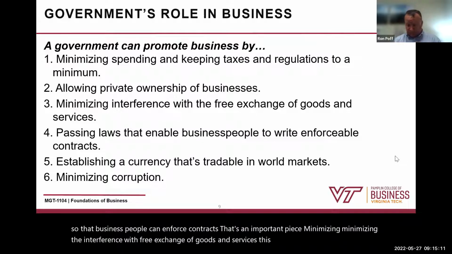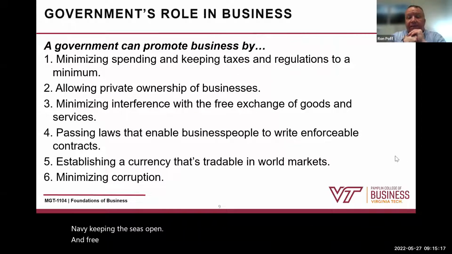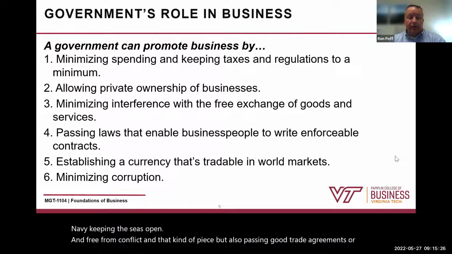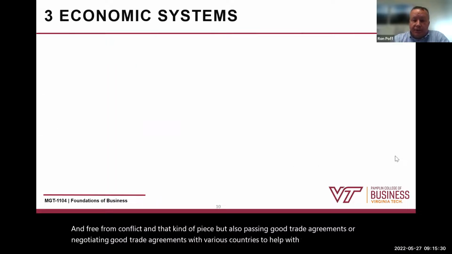Minimizing the interference with free exchange of goods and services. This is why we have a U.S. Navy, keeping the seas open and free from conflict and that kind of piece, but also passing good trade agreements, or negotiating good trade agreements with various countries to help with the exchange of goods and services.